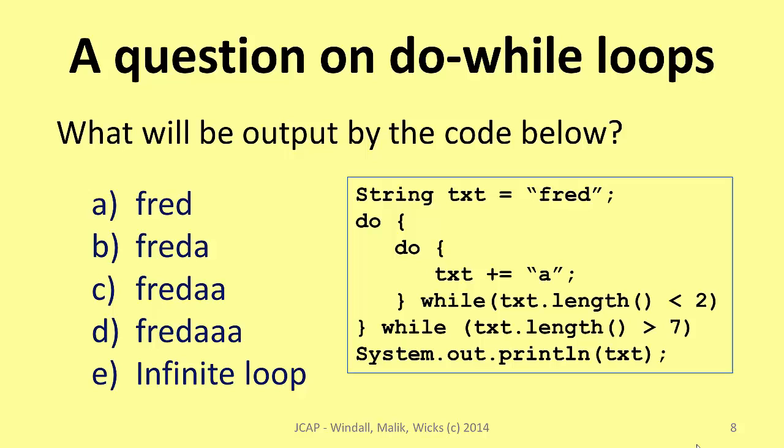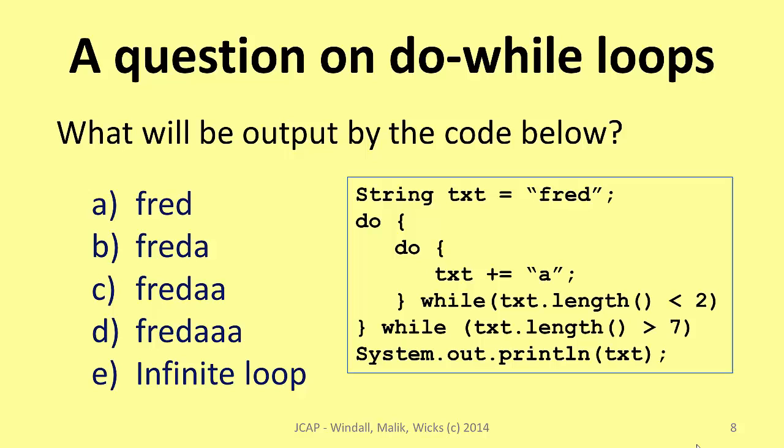Okay, let's go through this one command at a time. First of all, we're going to set up a string called txt and populate it with Fred. Now we've got nested do loops. So it'll go into the first do loop, then into the next one, and there it will add an A to the end of Fred. So whilst the text length is less than 2, well, text length is not less than 2, so the inner while loop doesn't get executed again. It only gets executed that once and leaves txt as Fred A.